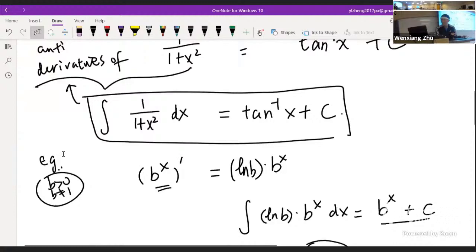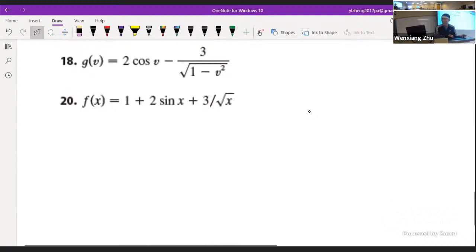Power rule. So let me just stop for this example. I will come back to this, and I want to spend some time talking about this. When n is not equal to negative 1, we have this thing here. Let's not talk about that yet. I just want to start with the power rule.